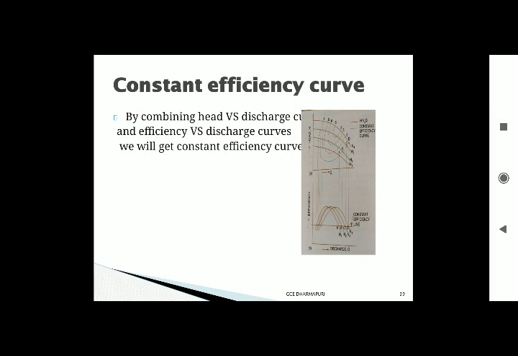கீழே எஃபிஷியன்சி வர்சஸ் டிஸ்சார்ஜ் கர்வில் ஒரு ஸ்ட்ரைட் லைன் போட்டு கான்ஸ்டன்ட் எஃபிஷியன்சி லைன் ஃபஸ்ட்டு ட்ராப் பண்ணணும். தென் இந்த கான்ஸ்டன்ட் எஃபிஷியன்சி லைனை மேலே இருக்கிற ஹெட் வர்சஸ் டிஸ்சார்ஜ் கர்வுக்கு ப்ரொஜெக்ட் பண்ணணும்.